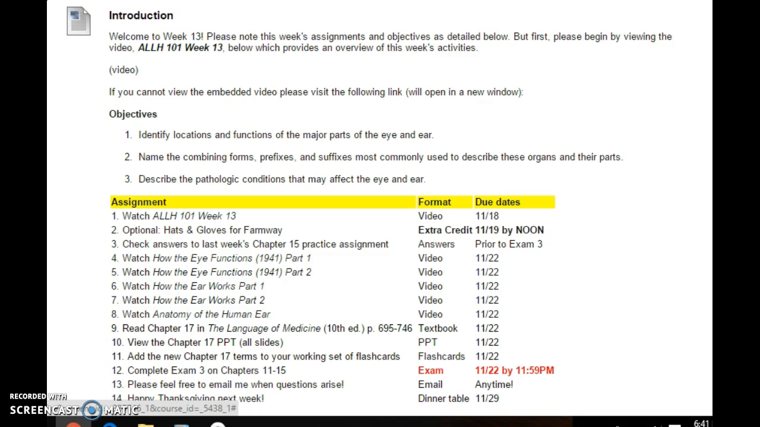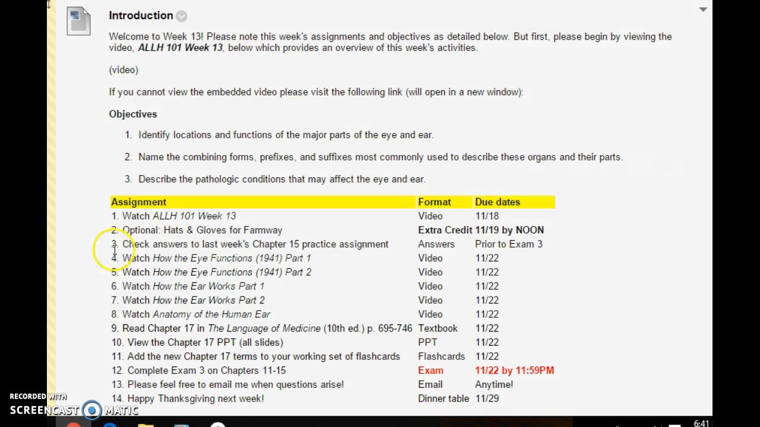This week's assignment list is as follows. I've ordered things in a manner that I wish you to follow. So the first is to watch the video you're watching. There's a reminder right down here, number 2, that optional extra credit hats and gloves for Farmway Village donations are due this coming Thursday by noon. Just email me to confirm where I am, which campus I'm at, any of the days this week, and I'll do my best to meet with you and I can get the hats and gloves then.